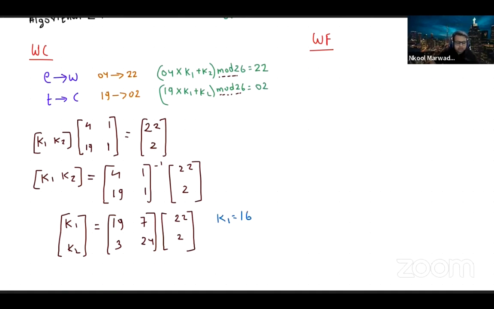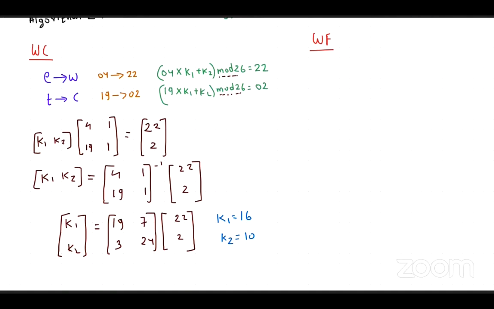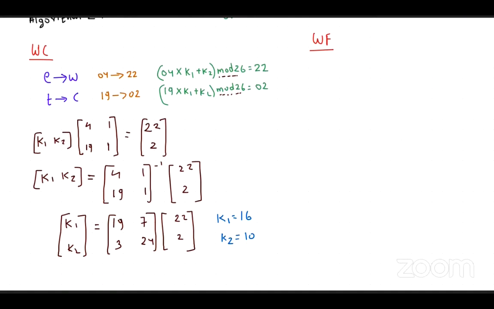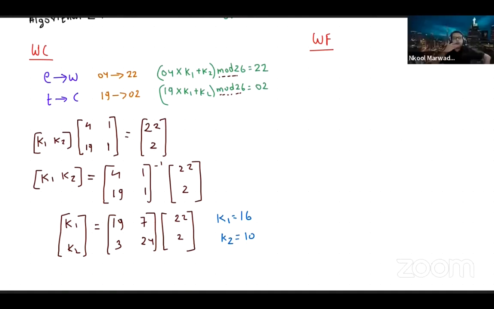Any doubt till here? Now, a very important observation you have to make. K1 is the key of the multiplicative cipher, no? K1 is multiplicative. K2 is additive. And we have seen that multiplicative ciphers can have keys that are only odd numbers. The key value can be only odd numbers.